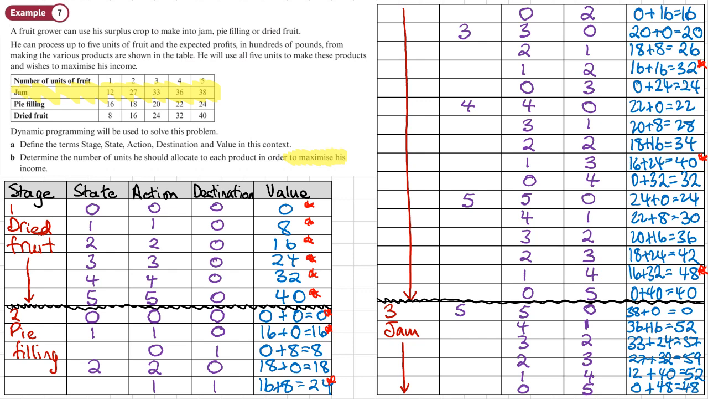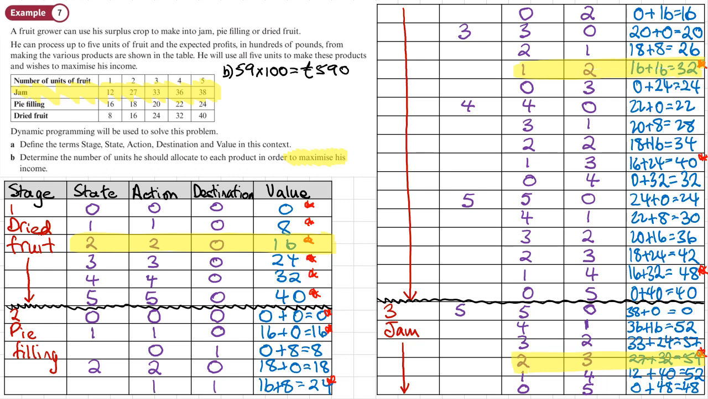And I'm going to star my maximum here, which is 59. So first of all, let's see what our maximum profit is here. It's 59. Now it does say that these prices are in hundreds of pounds, so we times that by 100 and we get a profit of £5,900.